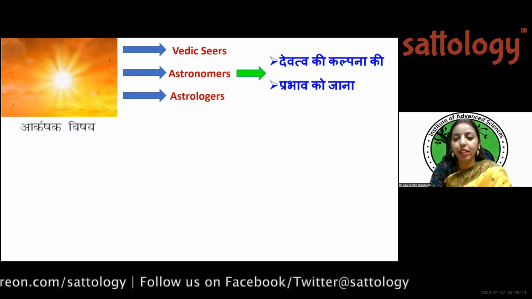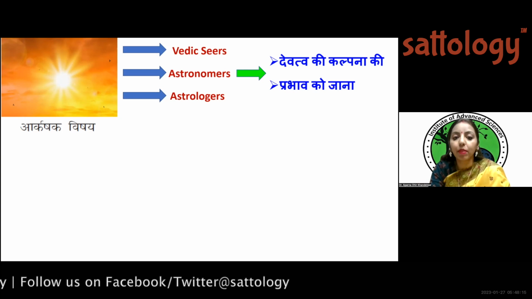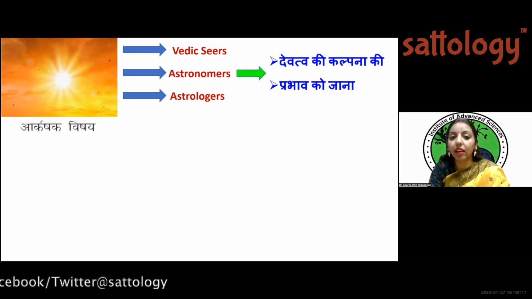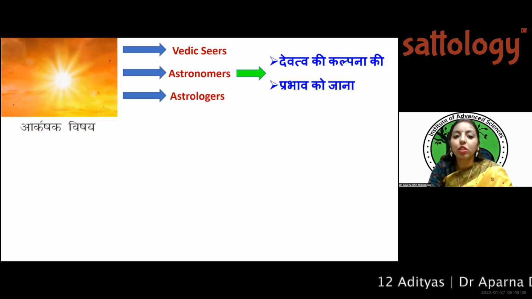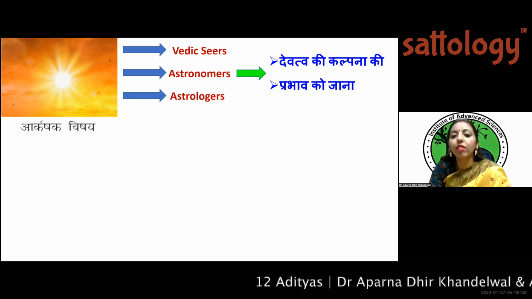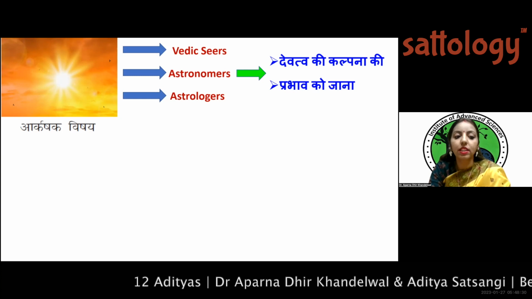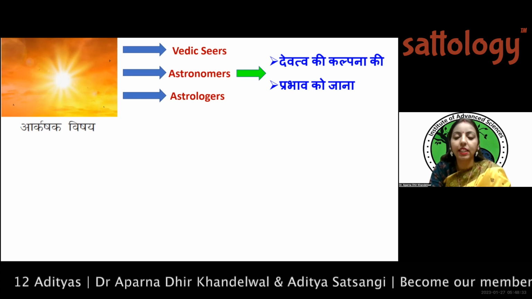Therefore, I have mentioned it like this: they imagined divinity, seeing that it comes every day and gives us something every day. It can be light, it can be brightness, it can be life, anything, from the sun only. So this is how Vedic seers developed a concept of deity for the sun.